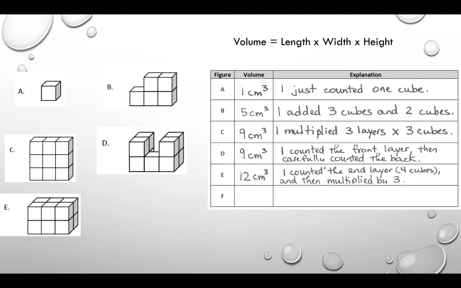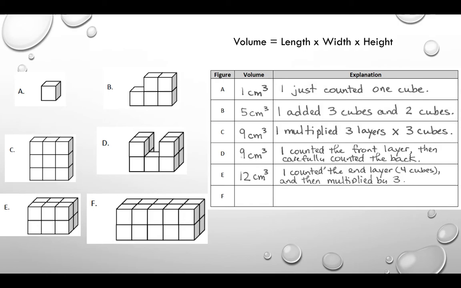And just like I had explained, we counted the end layer. The end layer there is 4 cubes, and then we multiplied it by 3. So there's different ways we can go about it. In this one, the explanation is that they took that layer all the way to the right. That was a mix of the length and the width and the height of 4 cubes, and they saw they had 3 layers of that, and 4 times 3 is 12.